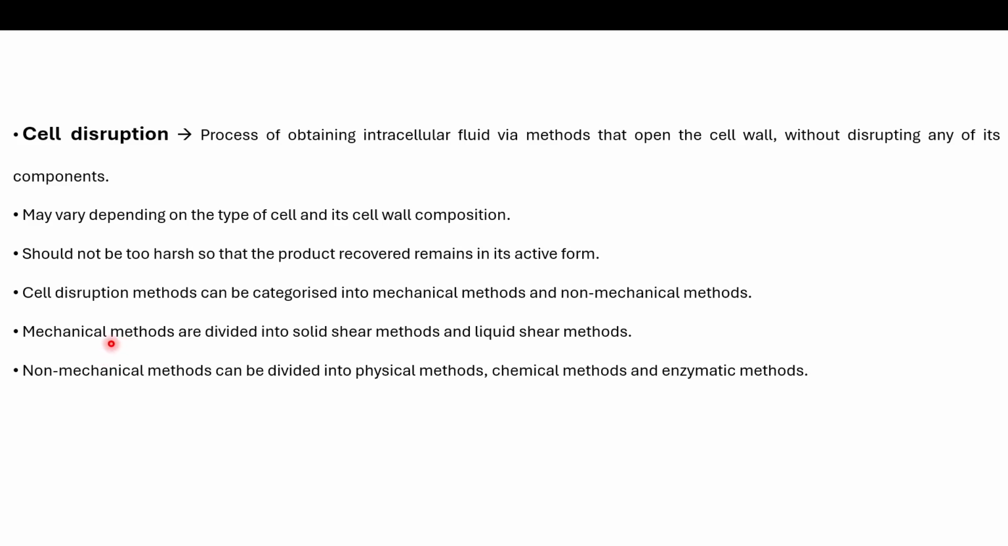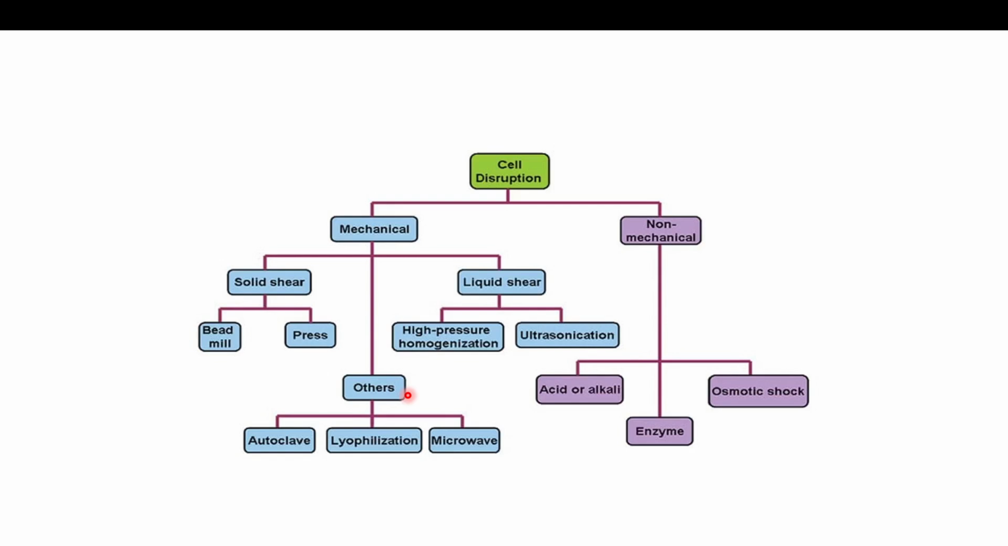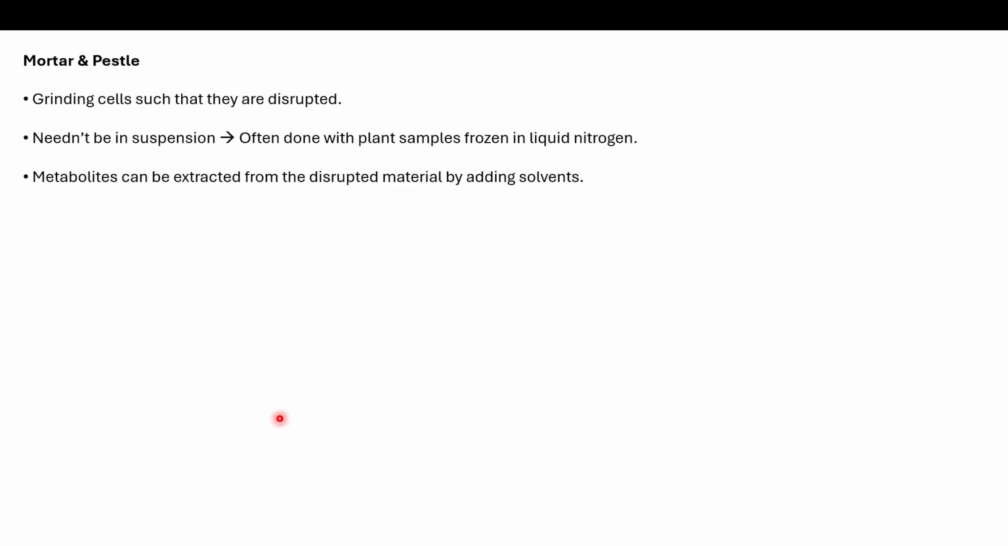There can be different mechanical methods that can be divided very broadly into solid shearing methods and liquid shearing methods. And there can be non-mechanical methods as well, which can again be divided into physical methods, or cells can be treated chemically, or using enzymes or some other solvents, etc. So we will look at each of these methods in detail. This is the flow chart of the complete classification of different categories.